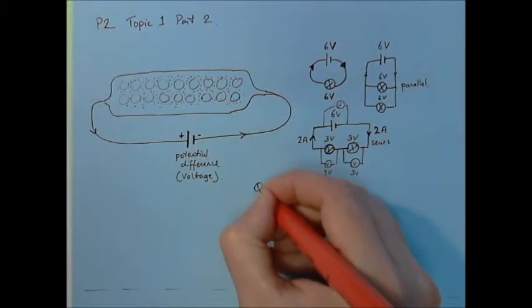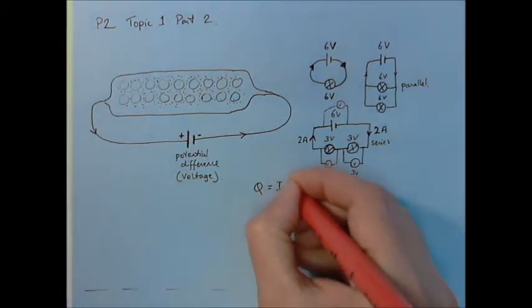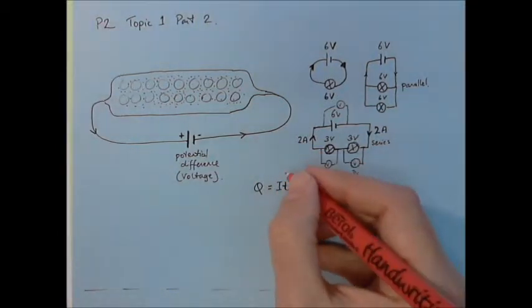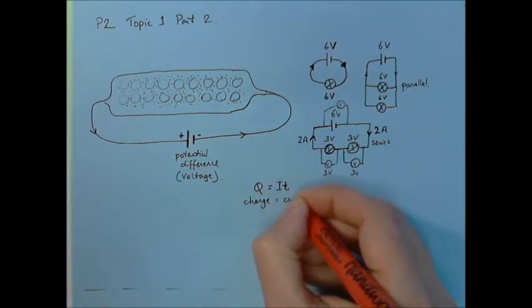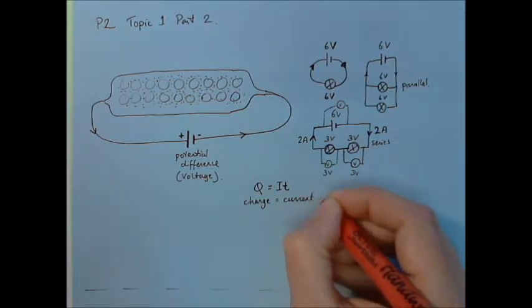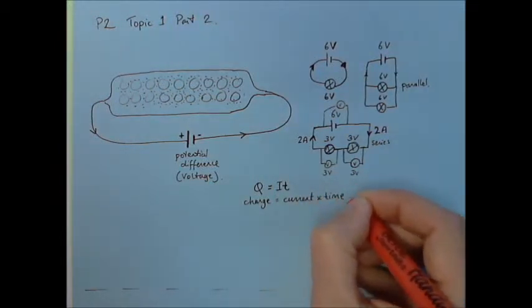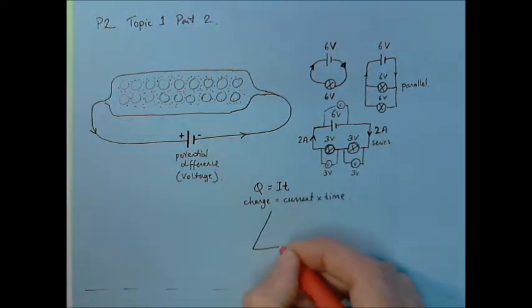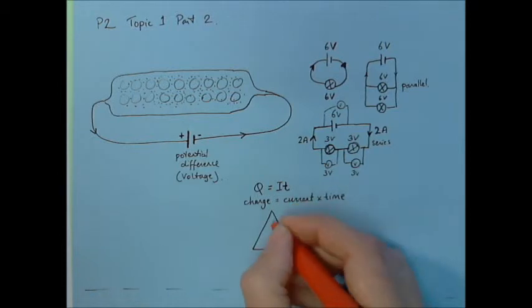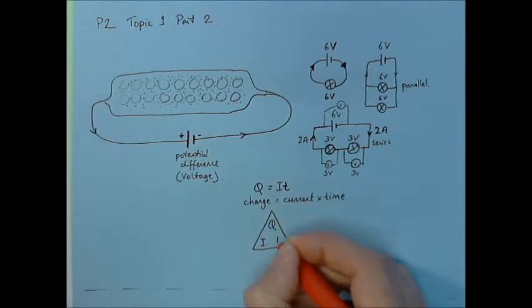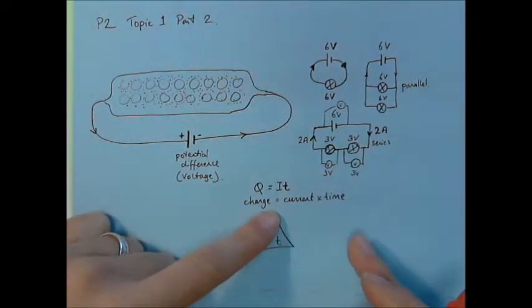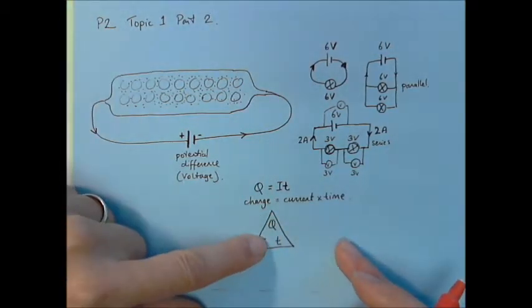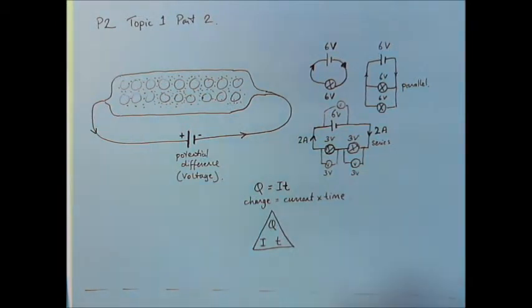So you'll see in your formula sheets a formula like that. Q, strangely, stands for charge, and I, even stranger, stands for current, and T, not so strangely, time. Now if you're given some numbers and you're not sure how to rearrange those equations, you can just put Q there, I there, and T there, and cover the one up that you want to work out. So T is Q divided by I, Q is I times T, and I is Q divided by T. So current is charge over time, and charge is current multiplied by time.